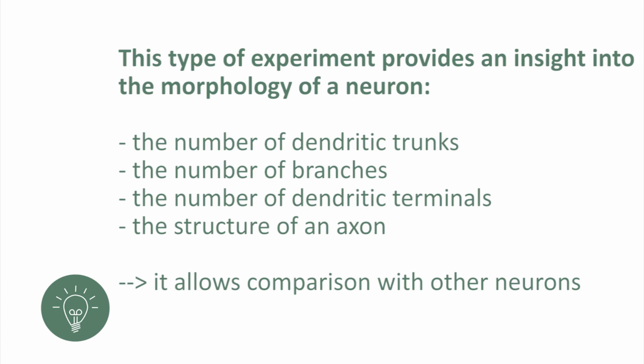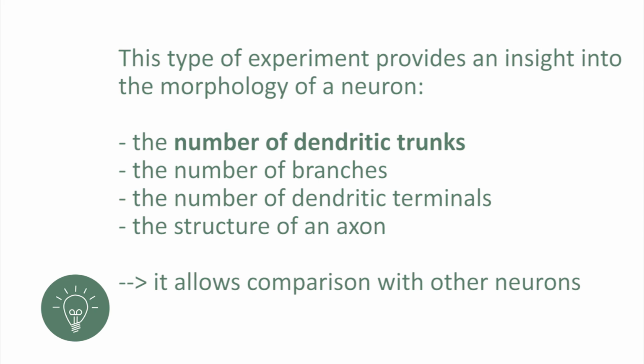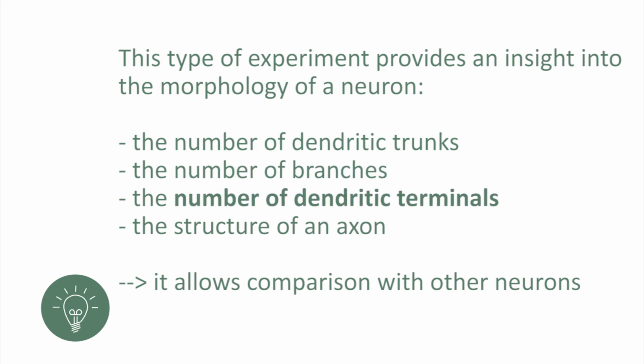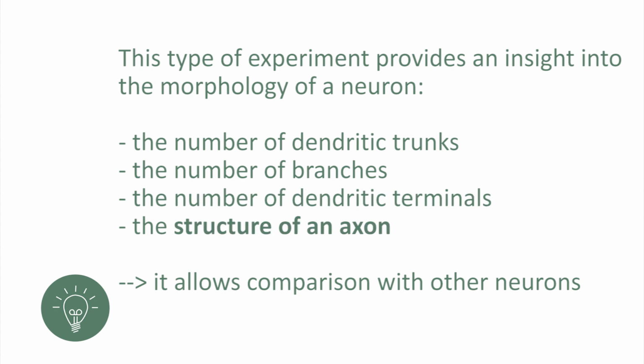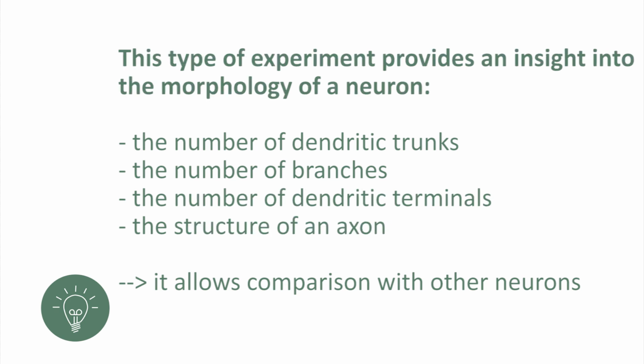This type of experiment provides an insight into the morphology of a neuron and an understanding of the relevant numbers, i.e., the number of dendritic trunks, branching, and dendritic terminals. It provides insight into the structure of the axon. Is it a single axon? Does it give off collateral branches? Does it have only 2 child axons, etc.?